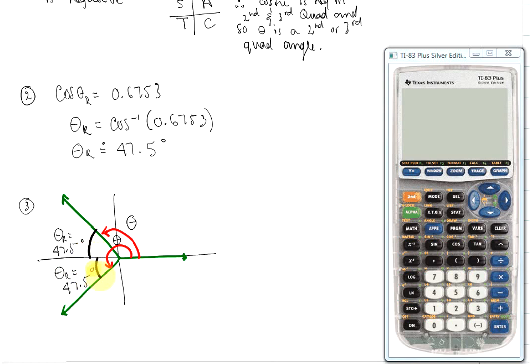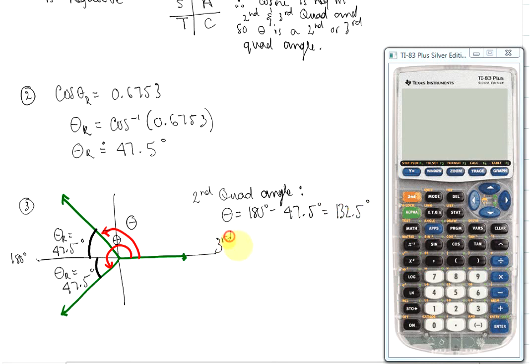Okay, so let's determine our second quadrant angle. All right, so that means our first red arrow here. We know up to here is 180, so if I subtract 47.5 from 180, that should give me theta. And that gives me an angle measurement of 132.5.